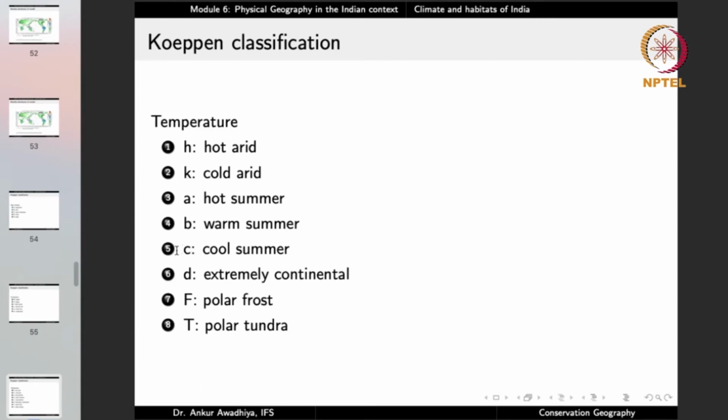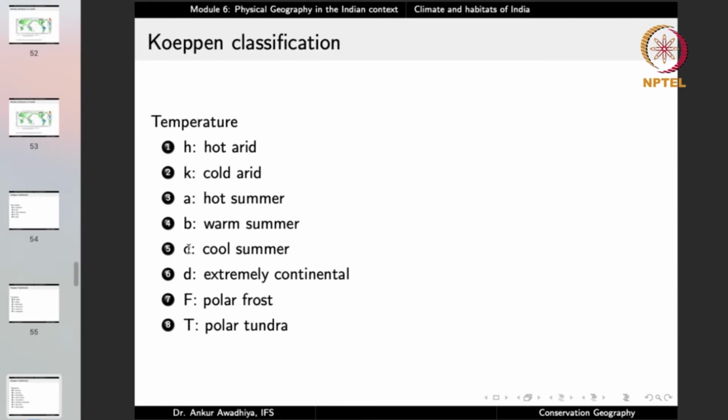But for the purpose of this course, it is only essential to note that there are different classifications on the basis of temperature. C is a cool summer, so it is warmer than the winter, but it is still cool. And D is extremely continental, which means that it is very hot summer and very cold winters together.